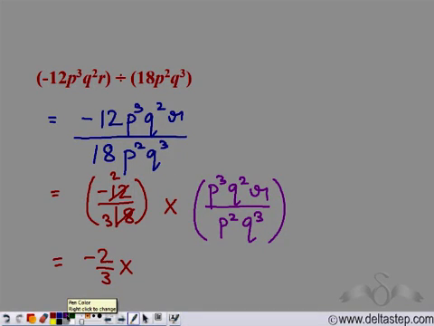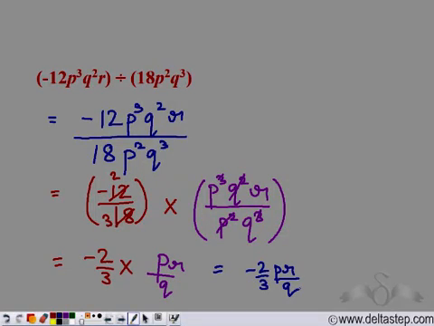Now we take the variables one by one. p cube divided by p square gives us p. q square divided by q cube gives us a q in the denominator. So p by q, and we have an r here. So it is pr by q. So we get the answer as negative 2/3 pr by q.